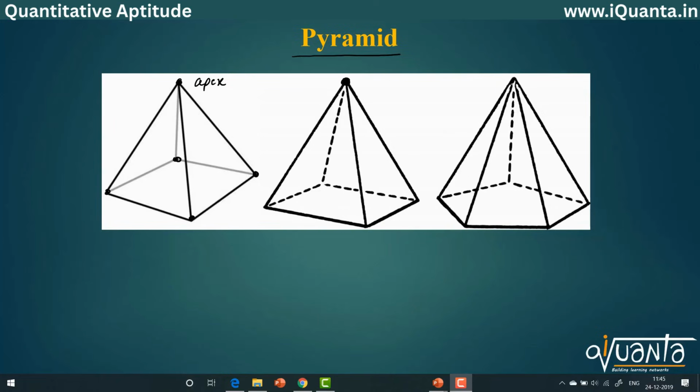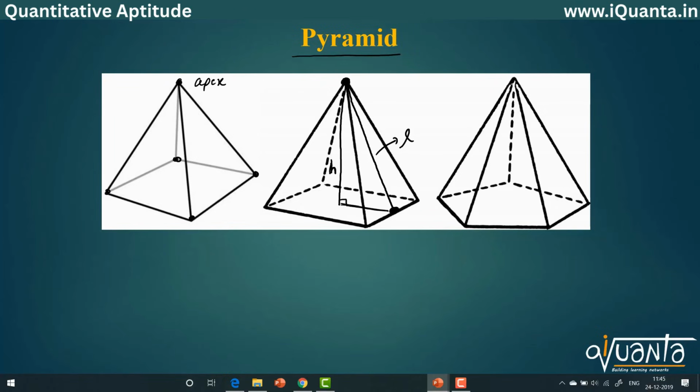So if I ask you to find out the height of a pyramid, from its top point we drop a perpendicular on the base, this will become the height of that pyramid. Then we have another important term in pyramids, which is called the slant height. If I join this apex to the center of one of the sides of the base, then this becomes the slant height.